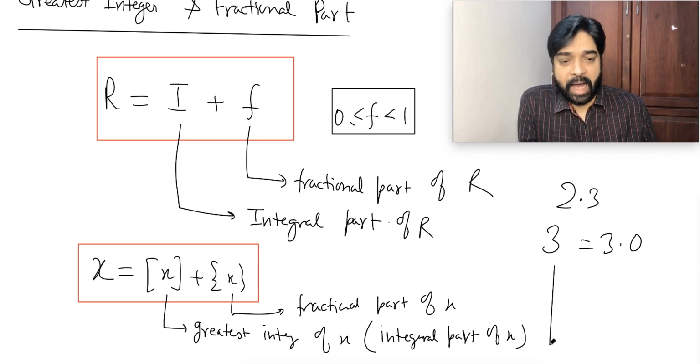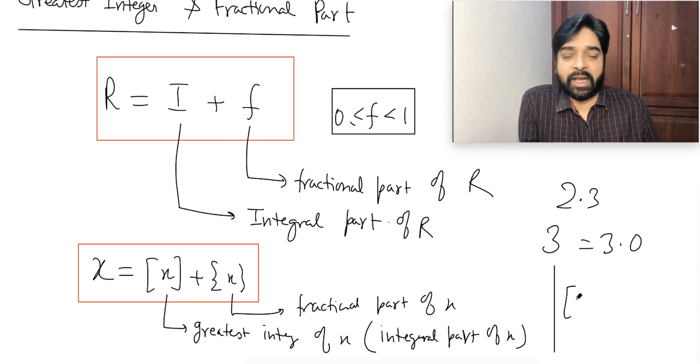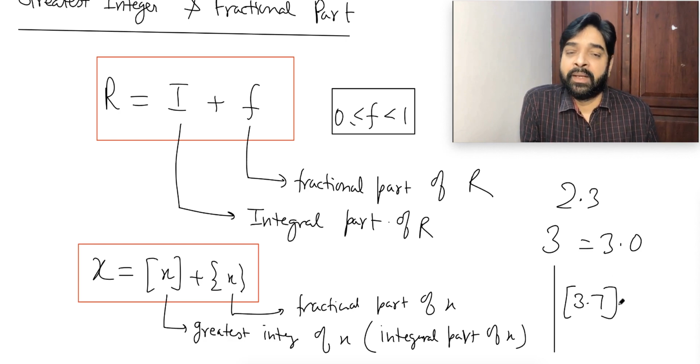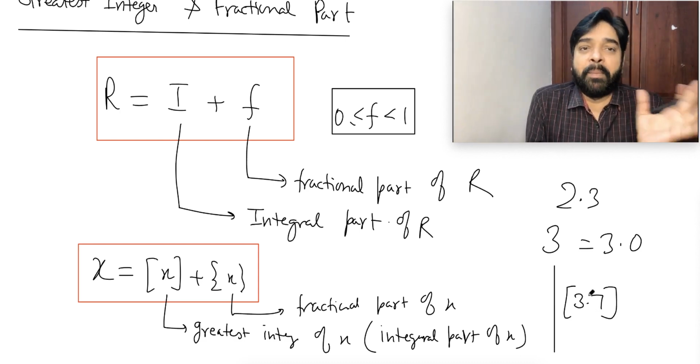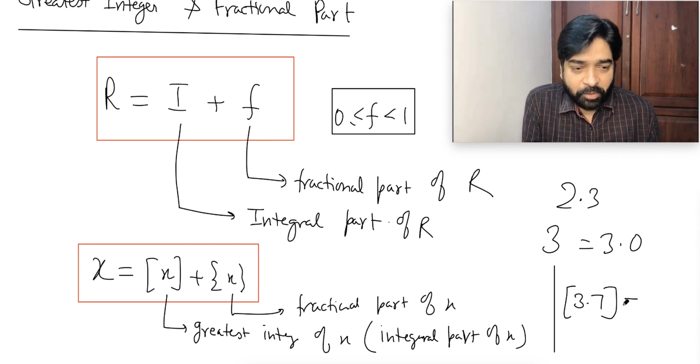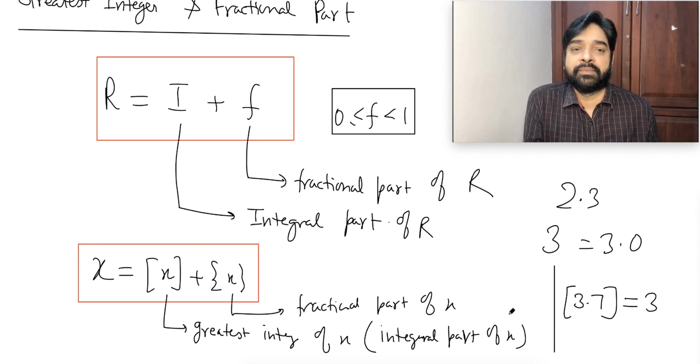If I ask you what is the value of the greatest integer of 3.7, it means I am asking what is the integral part of 3.7. So always read it like this. That value will be equal to 3. The integral part of 3.7 will be what? 3.